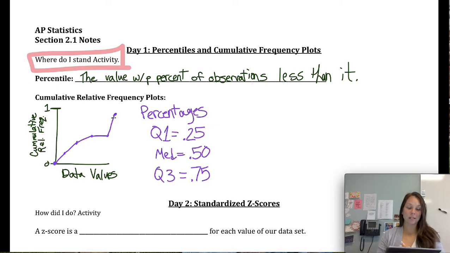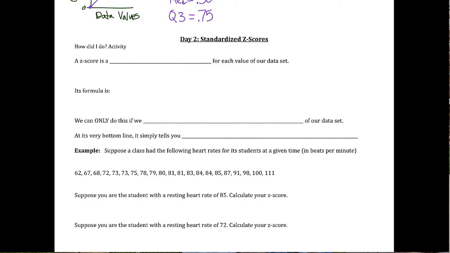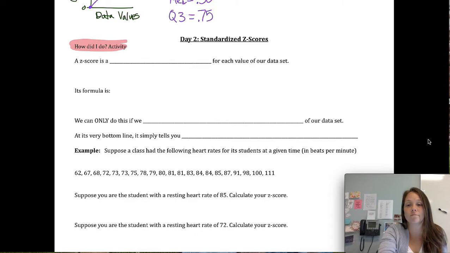All right, ladies and gentlemen, so now we're going to move on to day 2 of 2.1, looking at standardized z-scores. The activity here is titled, How Did I Do? Again, this is an activity that you don't need any class data for in order to complete. So I recommend doing it. It's going to give you a better understanding of what standardizing our data does and why it's beneficial. So I would recommend doing the activity, or at the very least making sure that you're looking it over and looking at the key.